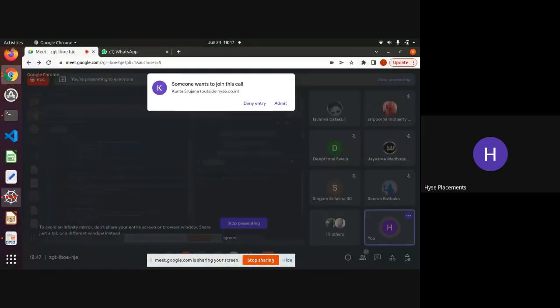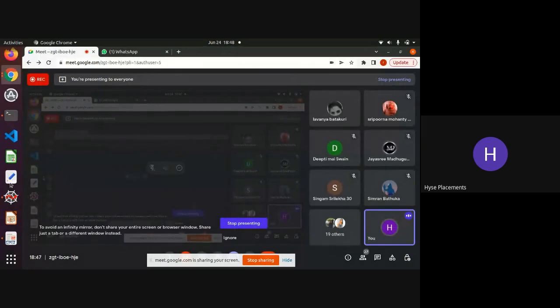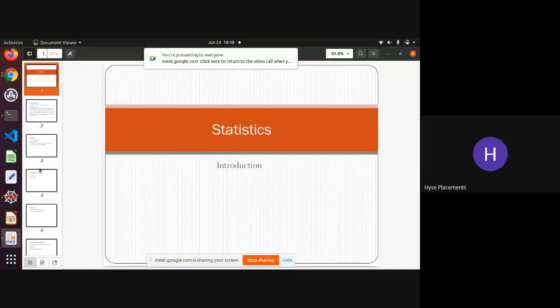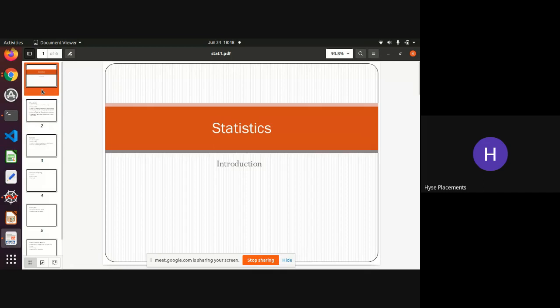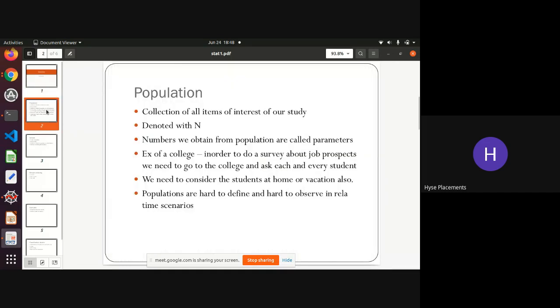Right? So now I'll share a PPT, and in this PPT we'll learn a little bit about statistics today. So, the statistics introduction part. Okay. Population. Whenever you start statistics, it's very important to learn the basics and the fundamentals, because in each and every problem, the basics are very important.